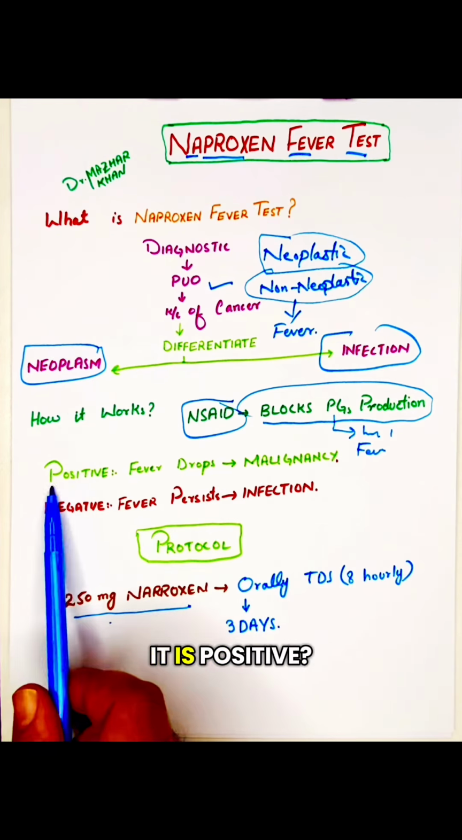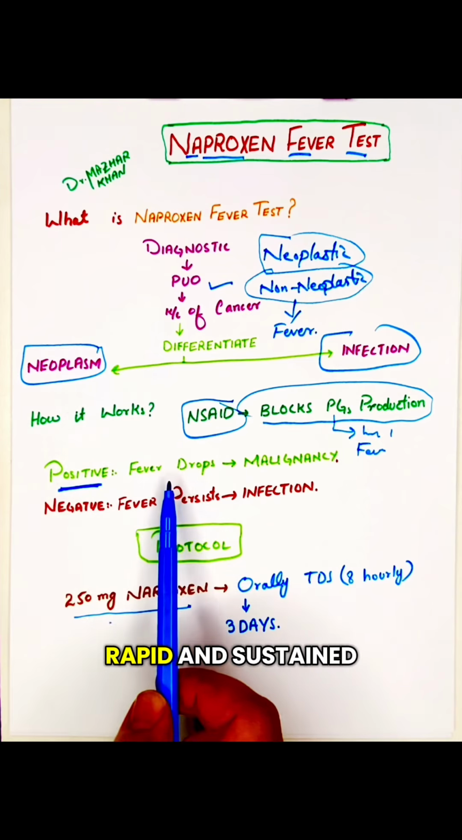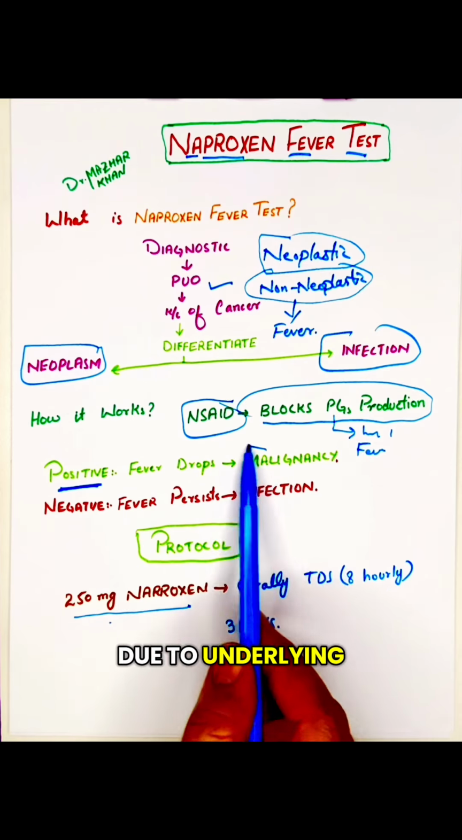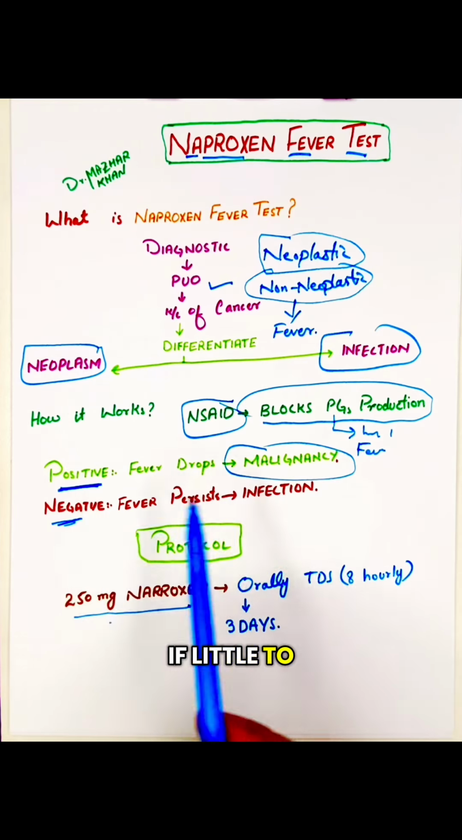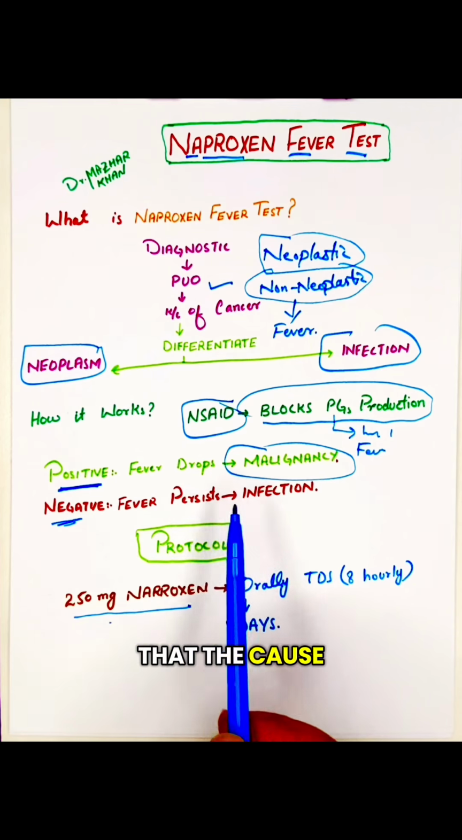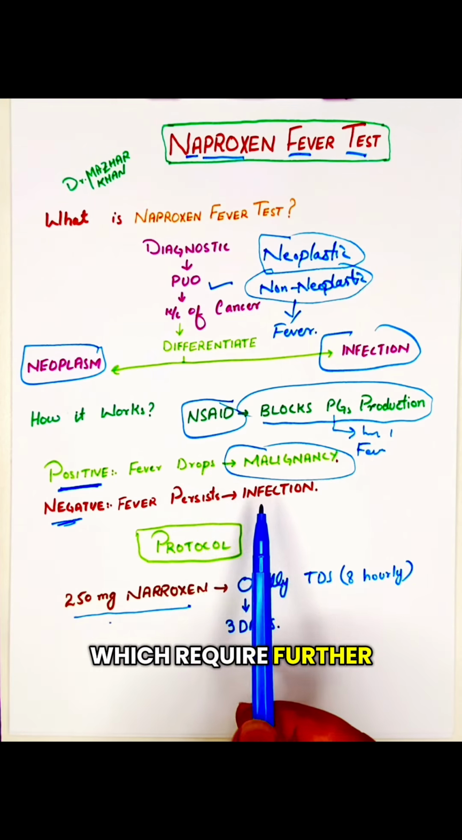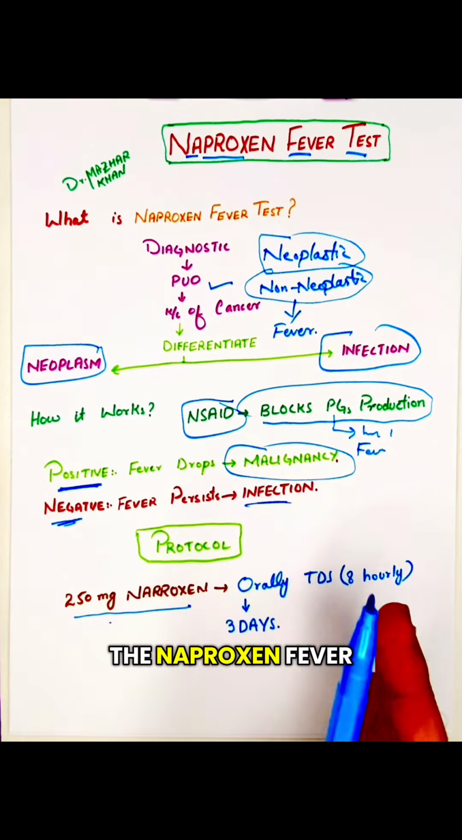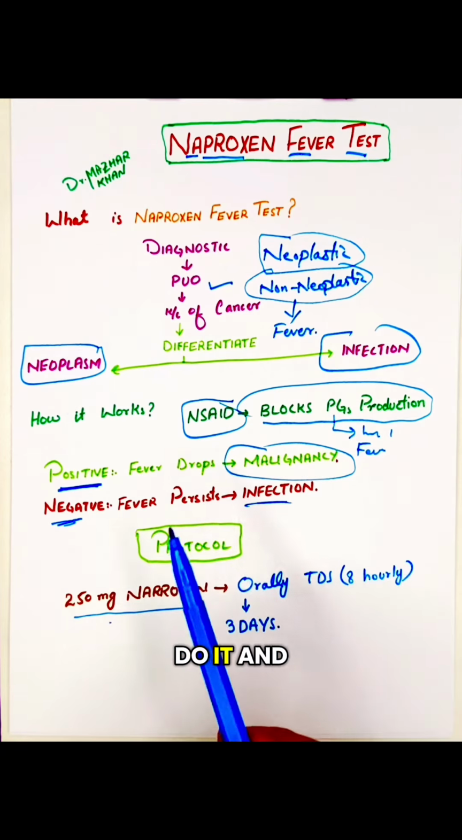What happens if it is positive? Positive means a rapid and sustained drop in fever, which suggests that the fever is likely due to underlying malignancy. Little to no change in fever suggests that the cause is likely an infection, which requires further investigation and different treatment. So this is a simple case of the naproxen fever test, how you do it and why to do this.